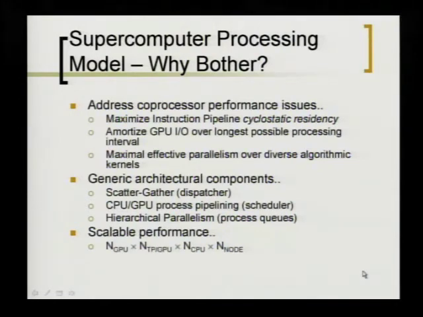So what we want to do here is to address coprocessor performance issues that we've identified in terms of maximizing the cyclostatic residency of a given instruction pipeline. We want to keep it there as long as possible. And so what that implies is that when we do the mapping and scheduling, we want to take advantage of opportunities to reuse the instruction pipelines and also to amortize I/O costs as much as possible. And then what this allows us to do is to maximize the effective parallelism over the set of diverse algorithmic kernels and also the processing resources involved.